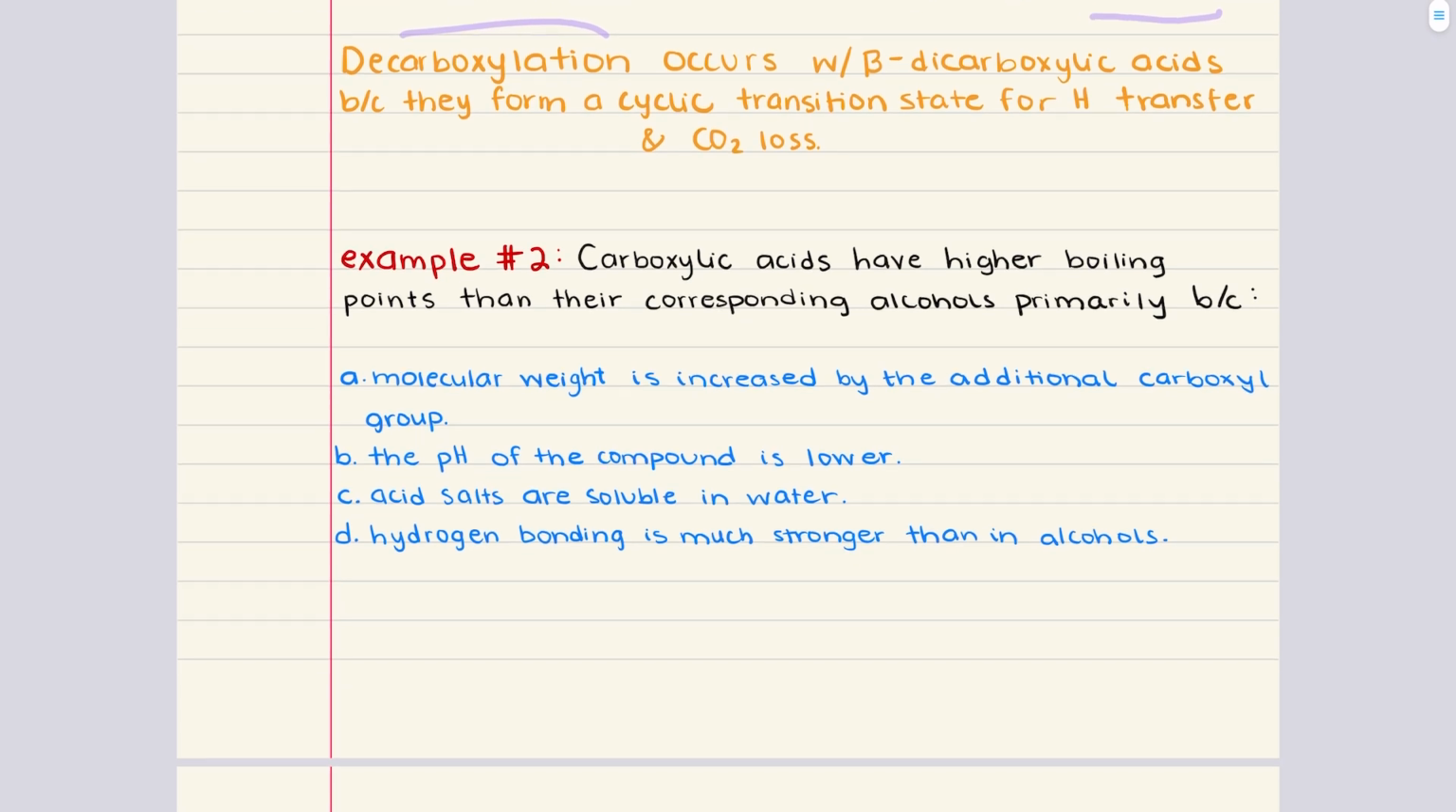Problem 2 says, carboxylic acids have higher boiling points than their corresponding alcohols, primarily because blank. Here, it's important to remember that boiling points are strongly influenced by the strength of intermolecular forces. The stronger the intermolecular forces present between molecules, the more energy is required to separate them into the gas phase, and that results in a higher boiling point.